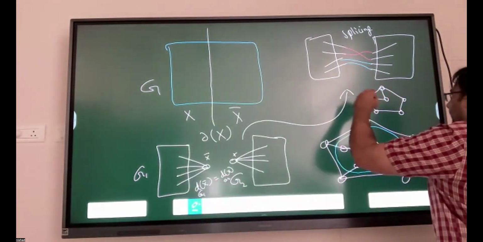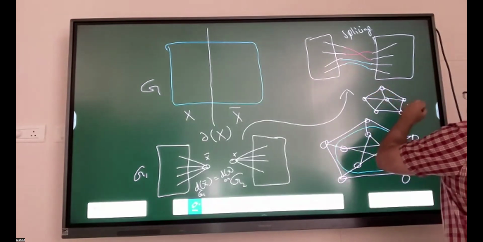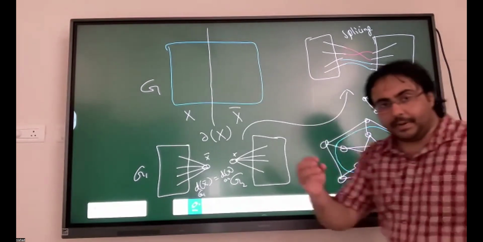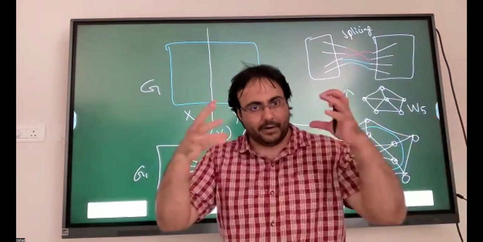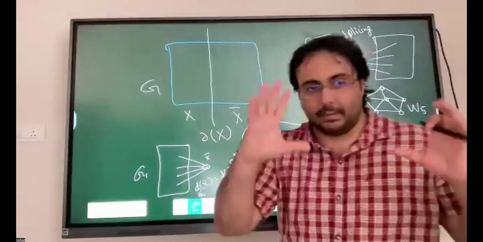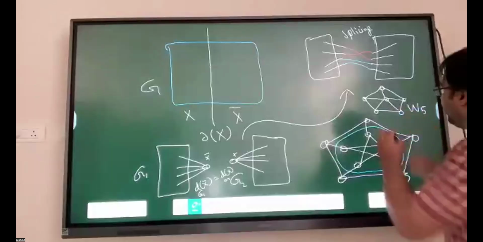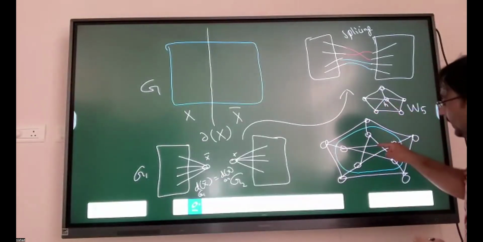This is called W5. If I shrink this into a single vertex, I will get this graph. If I shrink the outside to a single vertex, I will also get this graph. So Peterson graph is obtained by splicing two W5s, wheels on 6 vertices, sorry. The notation is W5, number of vertices is 6. So if I splice two wheels at their hubs, I can get the Peterson graph.